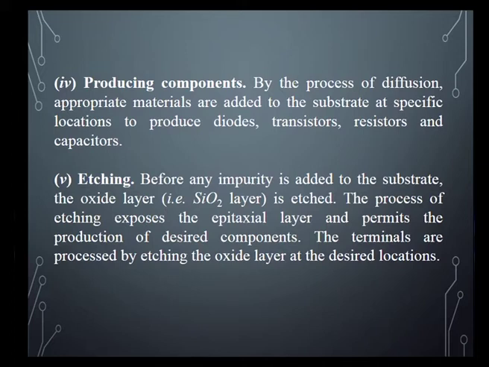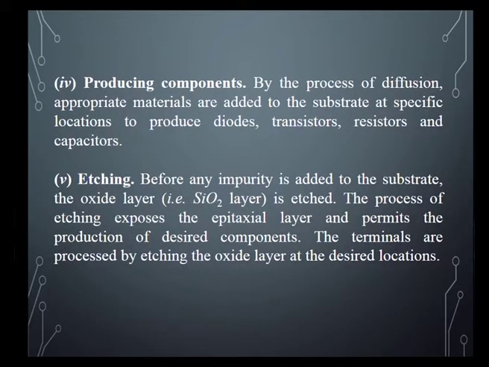The components can be achieved with etching or windowing, by etching the silicon dioxide insulating layer, we are able to expose the N-type material, which allows depositing different electronic components on the substrate. So wherever necessary, we can produce diodes and transistors by etching the silicon dioxide layer. Next will be etching. Before any impurity is added to the substrate, the oxide layer is etched.